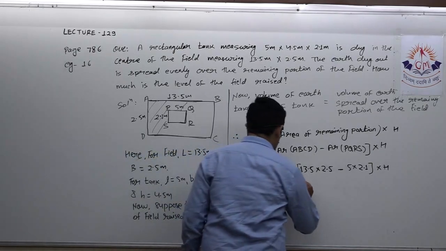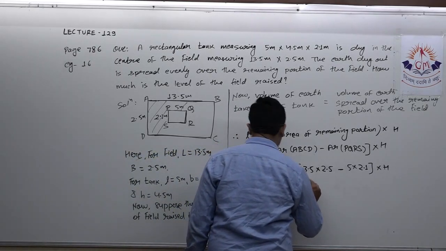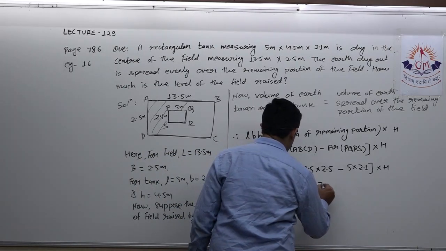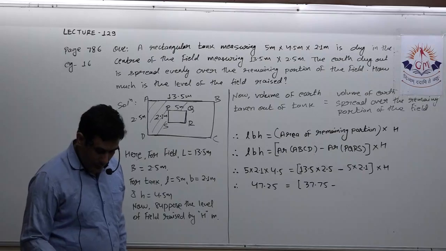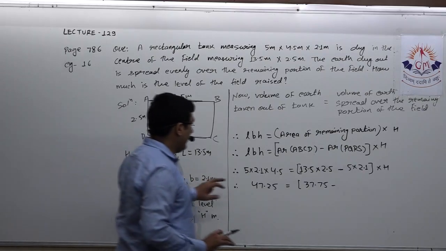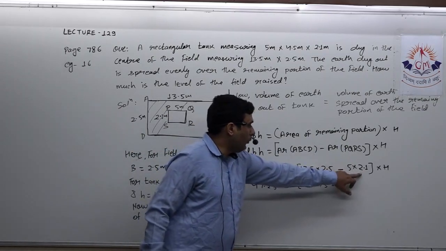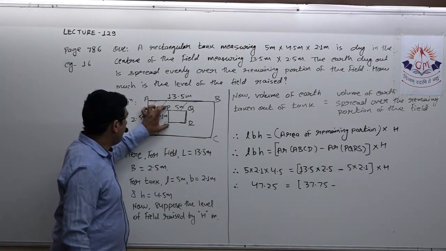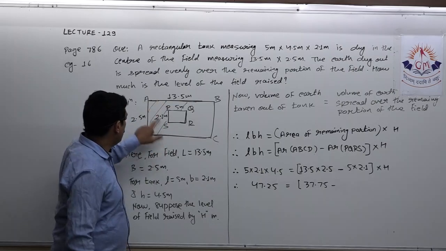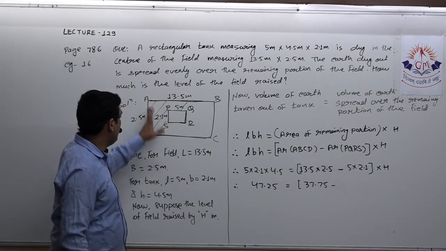Okay, now this is 37.75 minus 37.75. Now over in your book, instead of 2.1 there it is 4.5, which is not possible. As I told you, it cannot be greater than the size of the breadth of the field.